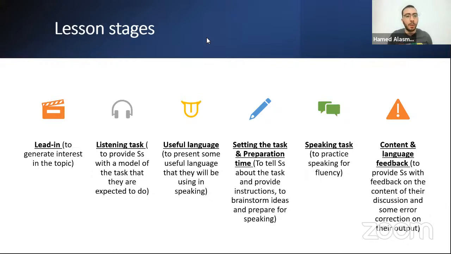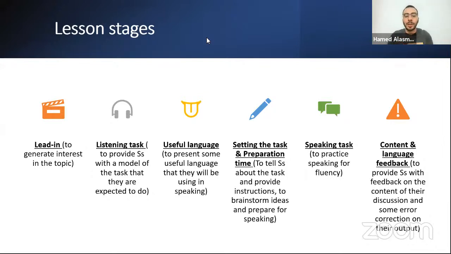So if you take a look here, you will find first the lead-in, and this is to generate interest in the topic, to motivate the students, to introduce the theme, to activate their schemata or prior knowledge about the topic, to engage students and to motivate them. Okay, so this is for the lead-in. Second, the listening is actually to provide a model of the task they are expected to do. As you remember, our lesson was about problems. So the listening was about two people. One is telling his friend the problems, and the other friend is providing advice. So it's actually a model of what the students are supposed to do.